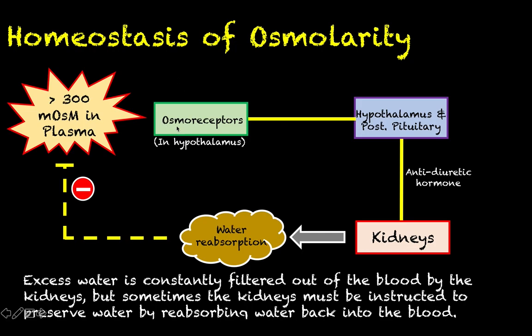These osmoreceptors will activate control centers in the hypothalamus and the posterior pituitary. That leads to the secretion of a hormone called antidiuretic hormone, sometimes also called arginine vasopressin. This hormone travels through the bloodstream to the kidneys, which are always functioning in filtering the blood and producing urine.